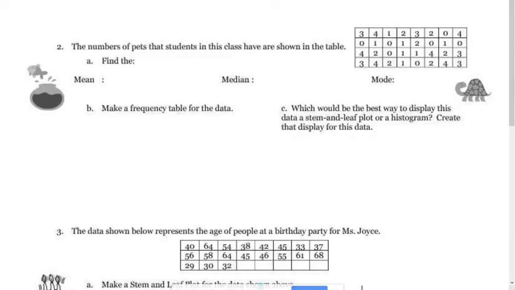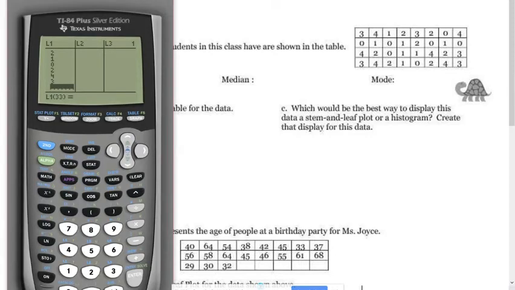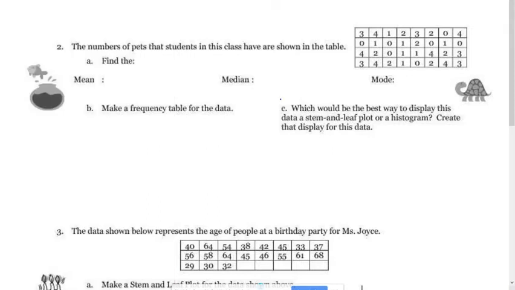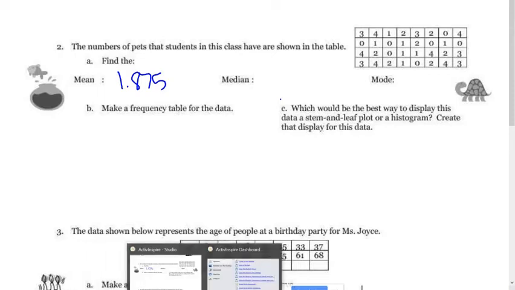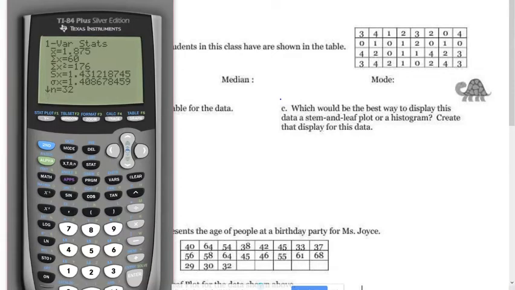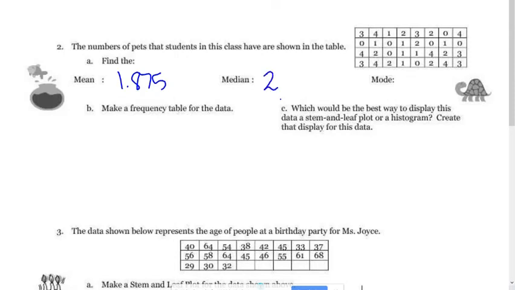All right, number 2, the numbers of pets shown in this class are on the table. I typed this in my calculator already in L1, so I'm going to use this to help me find the mean. And I got 1.875 for the mean. The median should be in my calculator too. The median was 2. And then the mode.